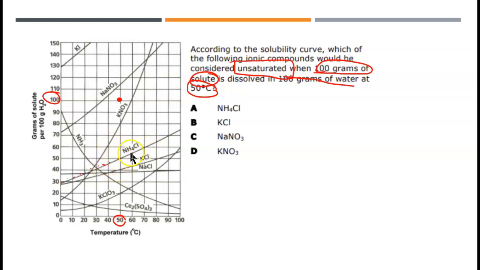I don't know why my dots are not showing. There you go. NH4Cl. The dot is above the line for NH4Cl. That would make it unsaturated.